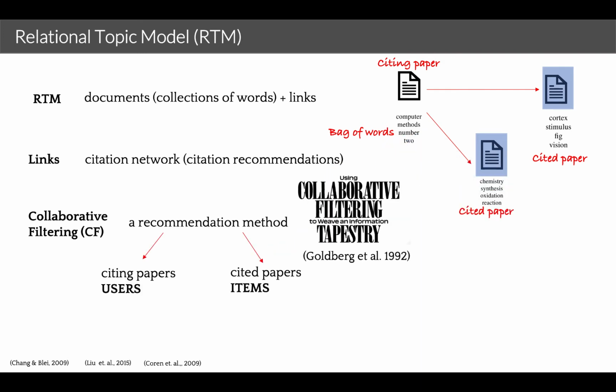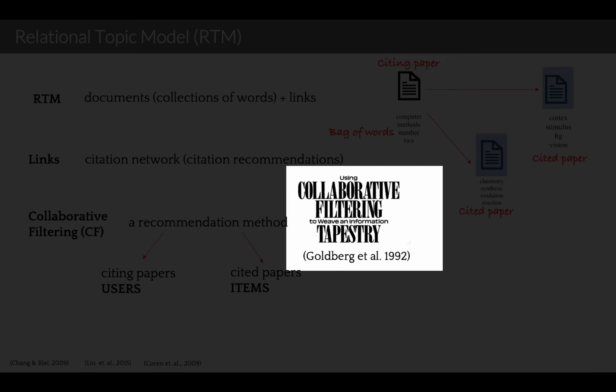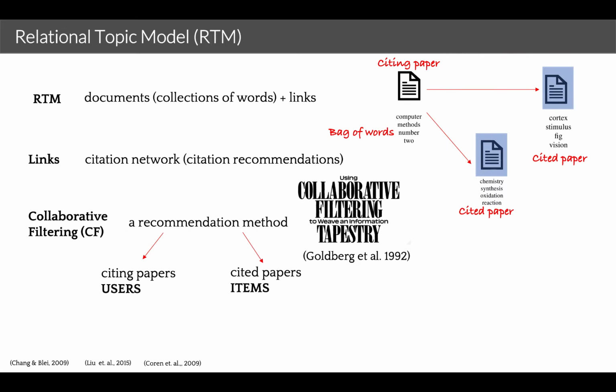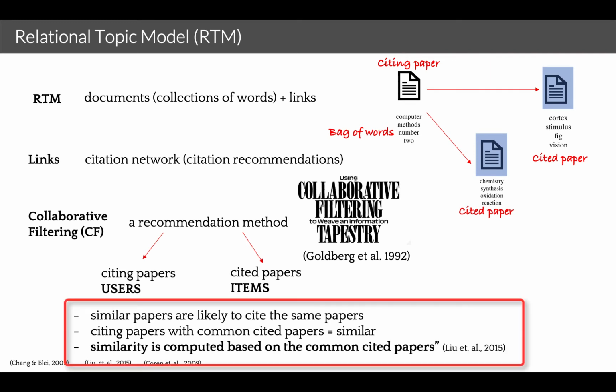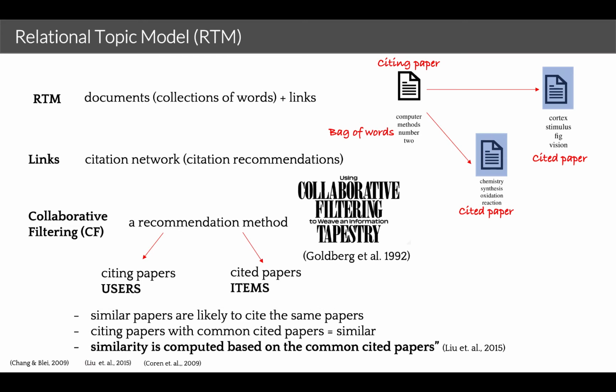The term collaborative filtering was introduced by Tapestry, the first recommender system, in 1992. CF analyzes the relationship between users, which are citing papers in our case, and items, which are cited papers. So CF analyzes the relationship between users and interdependency among product items, to identify new user-item associations. We all agree that similar citing papers are likely to cite the same cited paper. Citing papers with common cited papers are considered to be similar. And we can also agree that similarity between citing papers is computed based on their common cited papers.